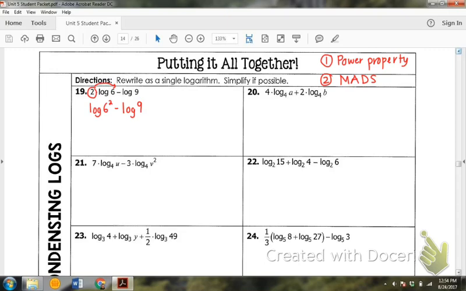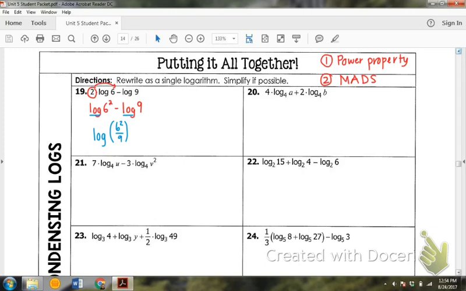Okay, so that's step number 1. I took care of my power. Step number 2, this is a subtraction problem, so it's going to turn into what, Olivia? Division. What's going to go out front? Remember, what do they have in common? Just log, right? So that's what goes out front. And then which number goes on top of your division problem? The 6 squared, right? Over 9.